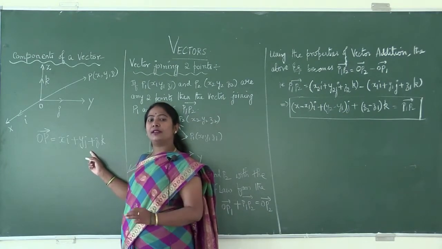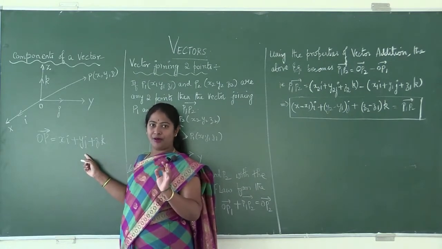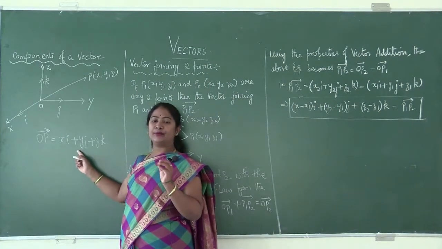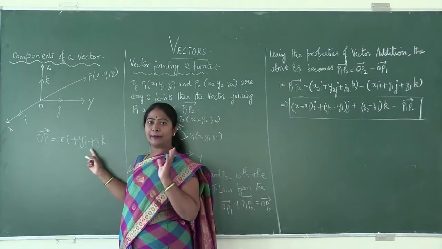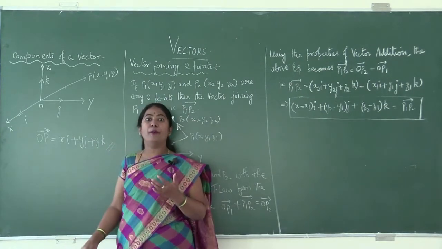So in general, the component form of the point P with respect to origin O is given by vector OP, defined as vector OP equal to x2i plus y2j plus z2k. This is all about the component form of a vector.